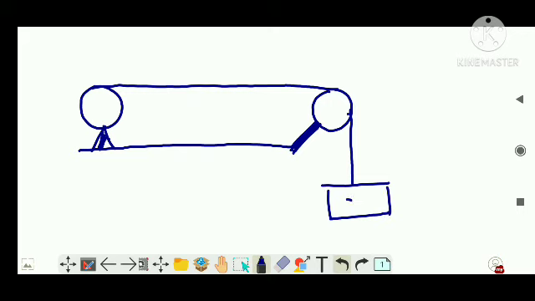Let's say this is 2 kg, and let's say we have a 5 kilogram weight here. This much only, simple. And you are asked what is the acceleration of the system. Clear? Again, this is a fixed one, guys, so do not worry.